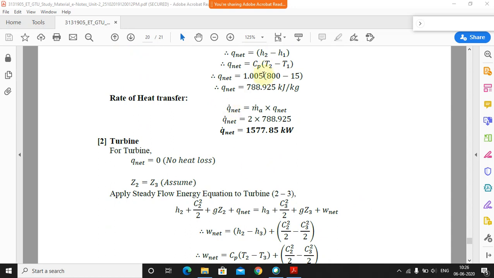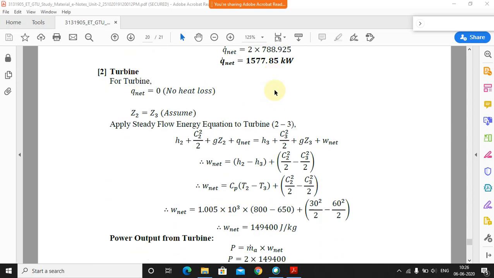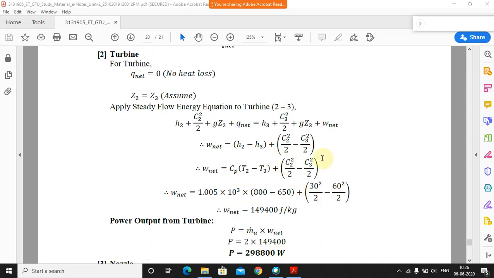Here in this case again it was 10 raised to 3, but we have directly calculated the things, so that's why it is there. And here again the value of velocity is given in meters per second, so to bring it to the same unit we have made it 1.005 into 10 raised to 3, otherwise you can directly use that. So just tell me the value.